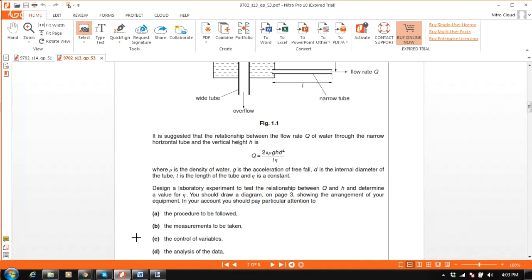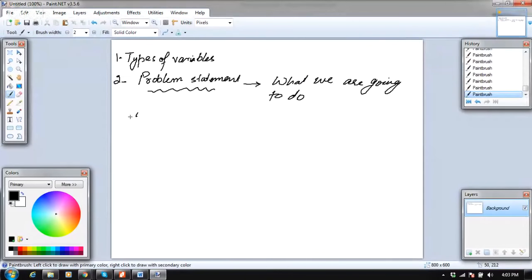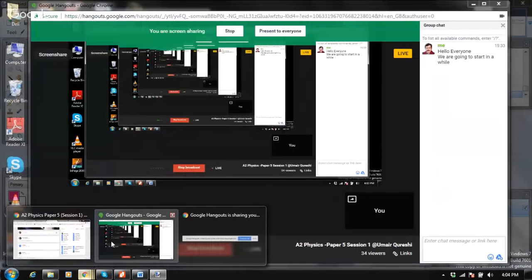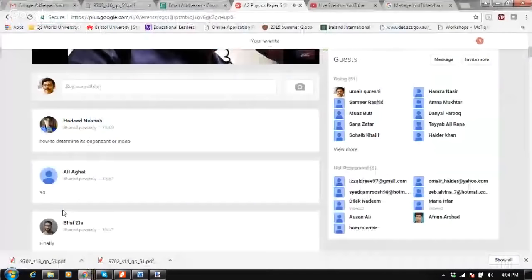Problem statement हमेशा question में given होगी. So if I want to write the problem statement for this case, I will write that the problem statement is to investigate the suggested relationship between, oops, मेरा अपना रिव्यू चल रहा है.